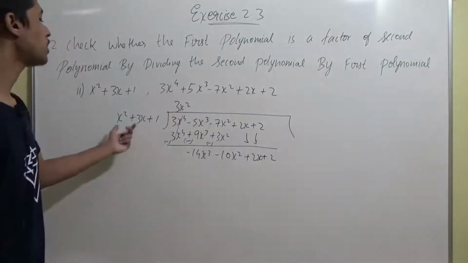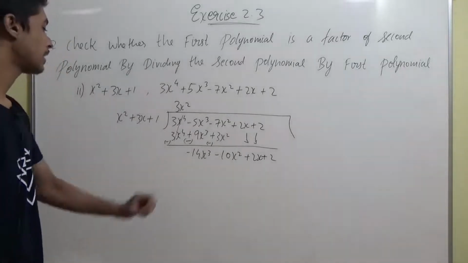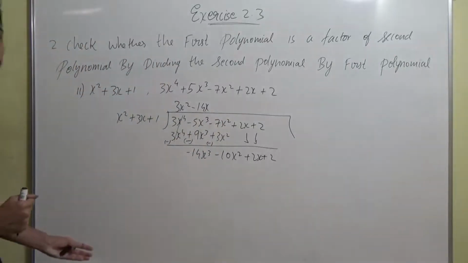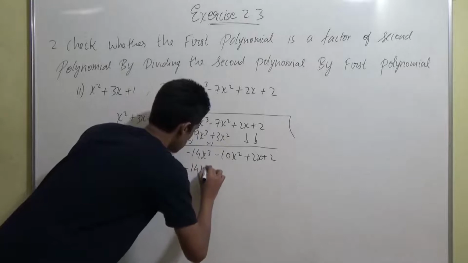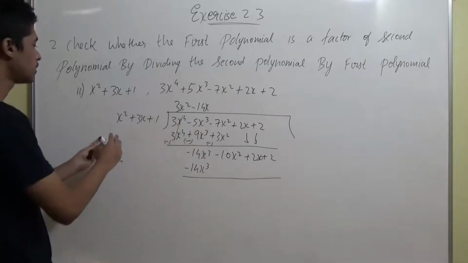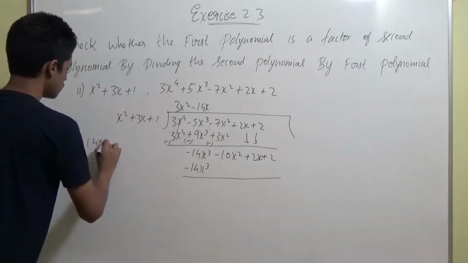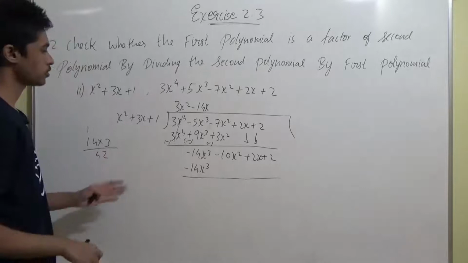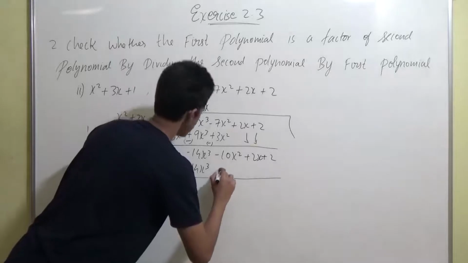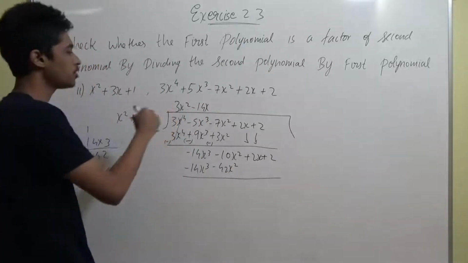Now if you see what term we have to multiply with x square to get minus 14x to the power 3, that is minus 14x, right? Because minus 14x into x square is going to give us minus 14x to the power 3, and then 3x into minus 14x. Oh, it's going to be a little bigger term guys. 14 into 3 is 42. So we are going to get minus 42x to the power 2. Okay, we'll write it down. Anyways, let's see what's going to happen. x to the power 2. And then 1 into minus 14 is minus 14.